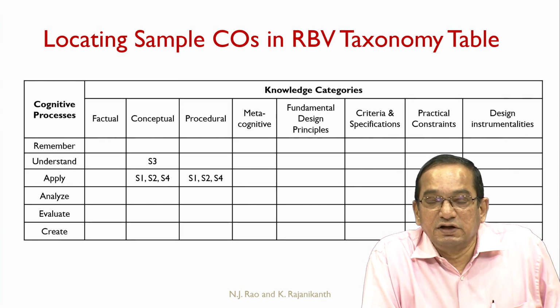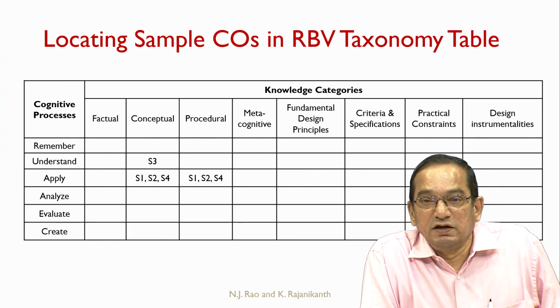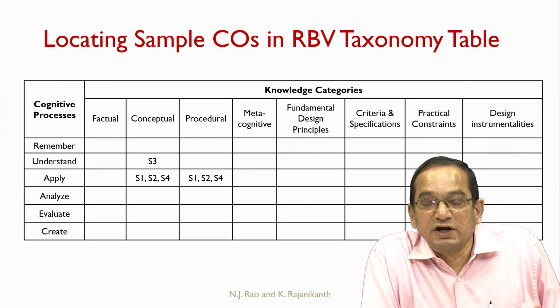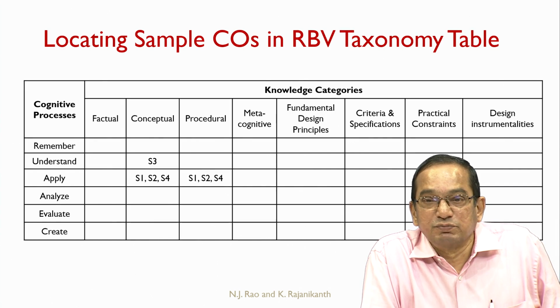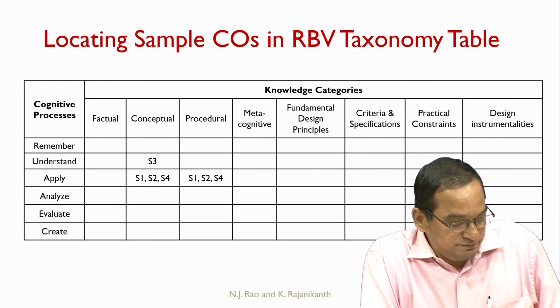So, based on the action and the knowledge category, we can locate the course outcome in the RBV taxonomy table. Later, we will see that we can locate the instructional activity as well as the assessment item in the same taxonomy table, and that would help us to determine if the alignment is proper or not among the outcomes, instructional activities and assessment items.